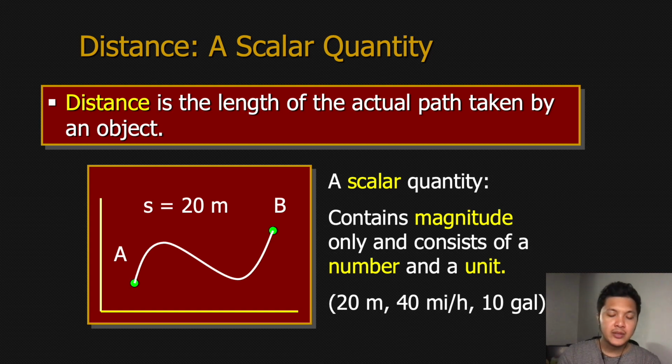As we notice here, the total path taken from A to B is 20 meters. Other examples of scalar quantities are speed, let's say for example 40 miles per hour, or volume, 10 gallons.